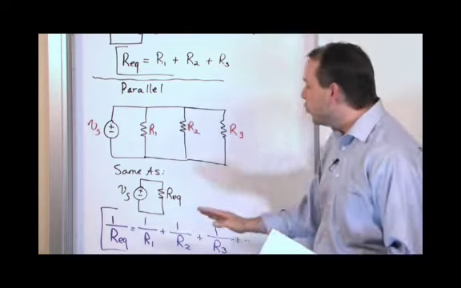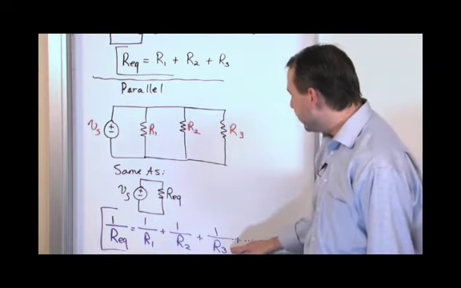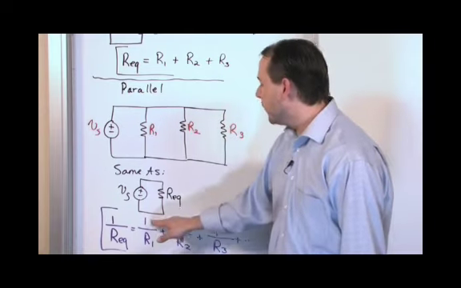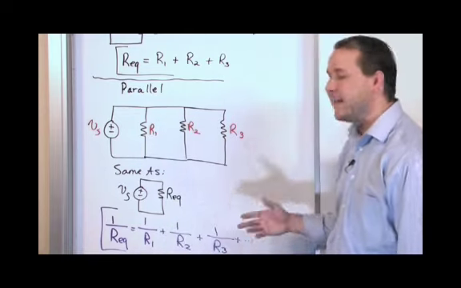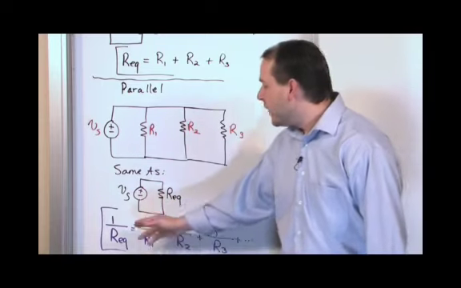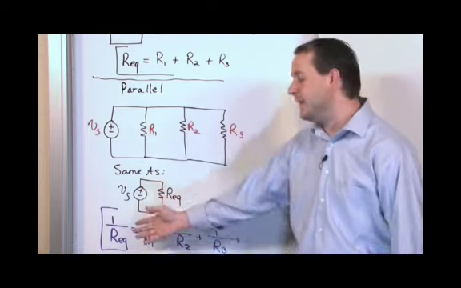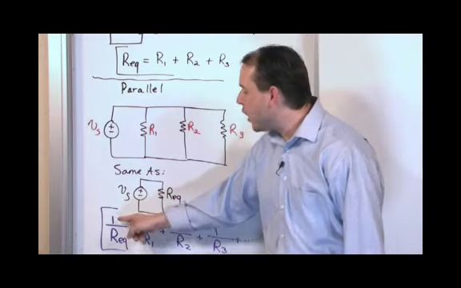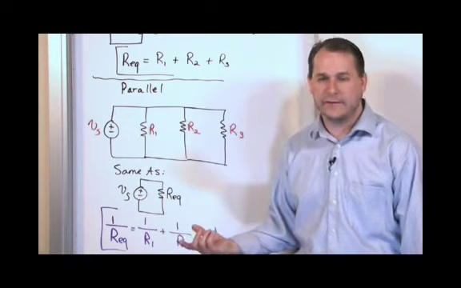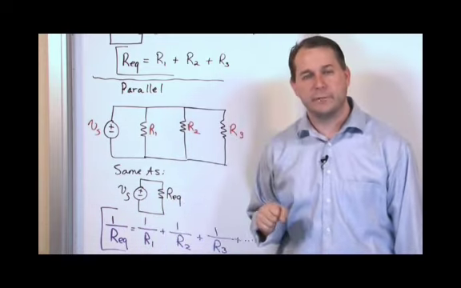It's just that when you do a parallel reduction like this, you're going to be doing 1 over some number of ohms, 1 over some number of ohms, 1 over some number of ohms. You're going to get numbers, and you add them all together. On the right-hand side, you will have a number, right? On the left-hand side, you don't have the equivalent resistance equal to this. You have 1 over the equivalent resistance equal to that. So to solve for the equivalent resistance, you have to do 1 over both sides.